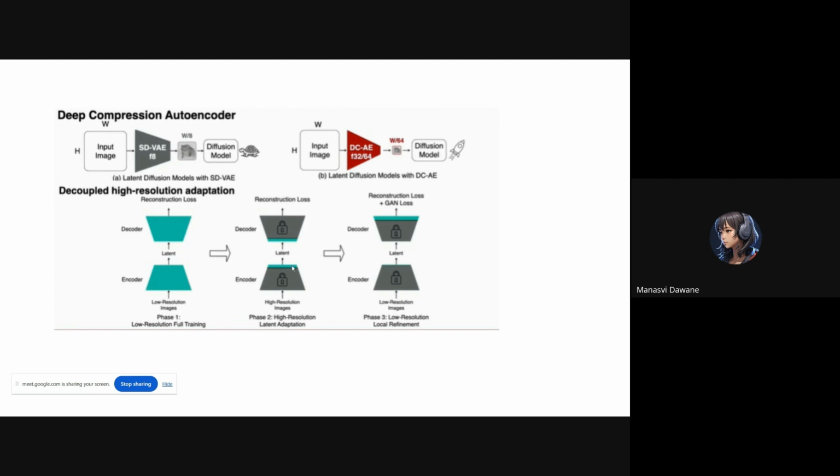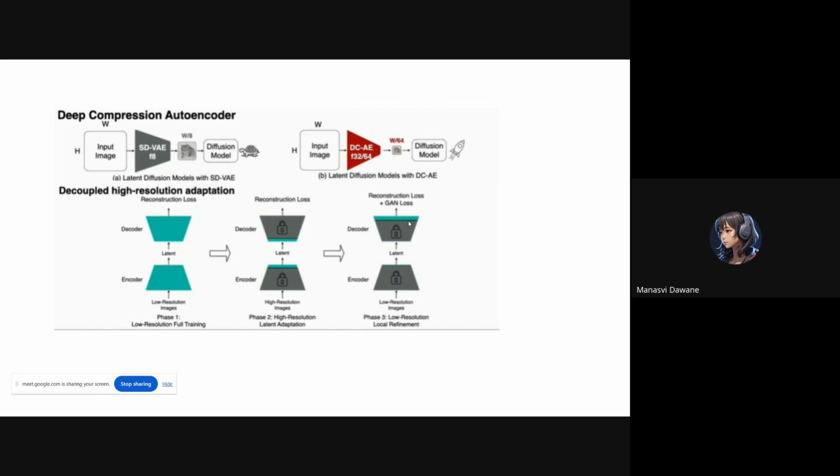Because its training is expensive and we have already trained the encoder and decoder, there's no need to train them again. Only the adapter, which is the bottleneck, learns to bridge the gap without retraining everything. So we don't need to retrain everything from scratch. Latent adapter training is enough. Then there is phase 3, where the encoder and decoder are frozen and GAN loss is added on top of reconstruction loss.